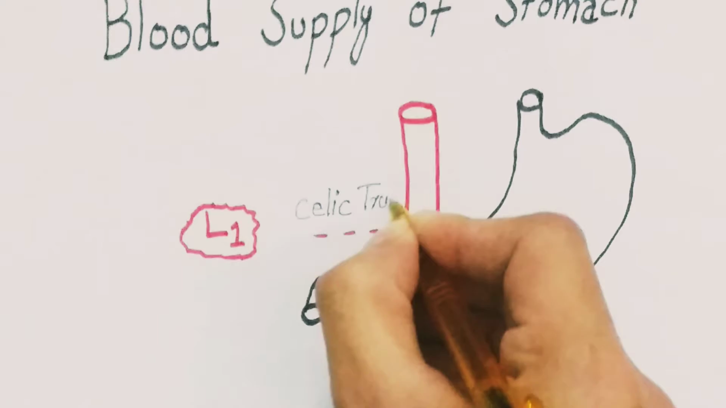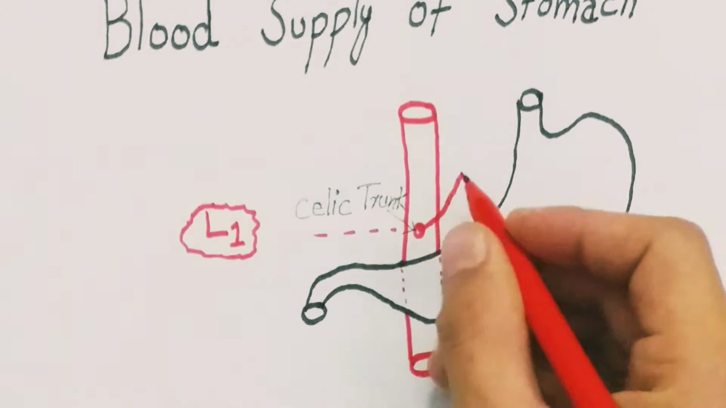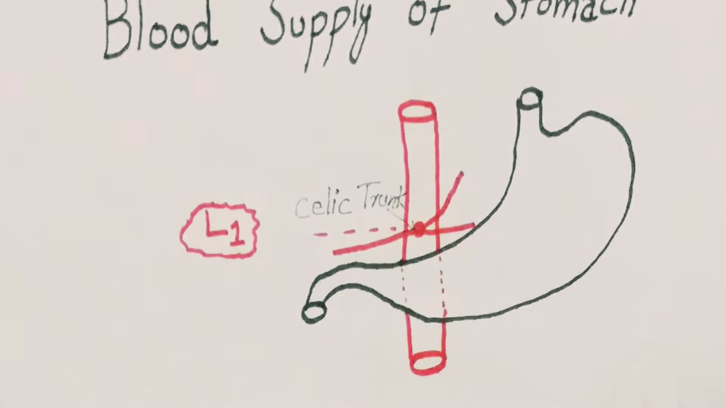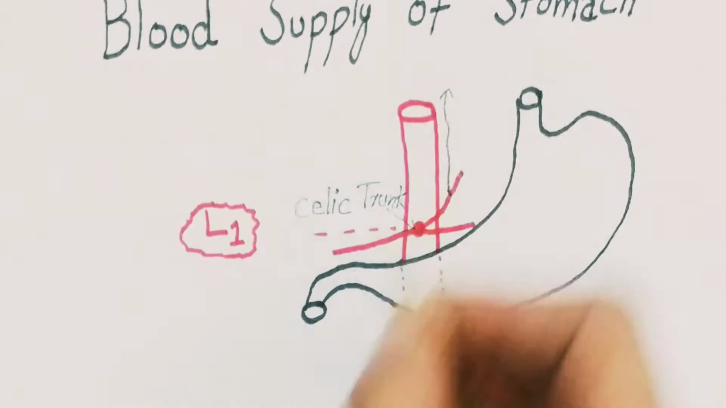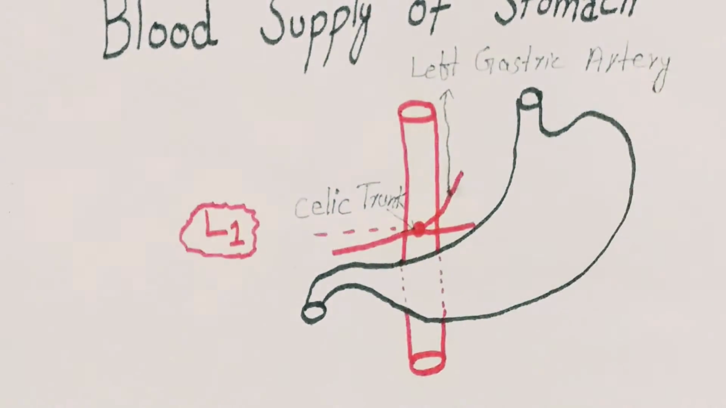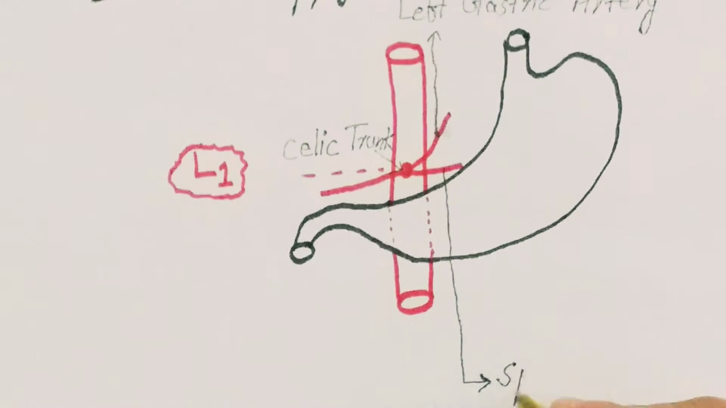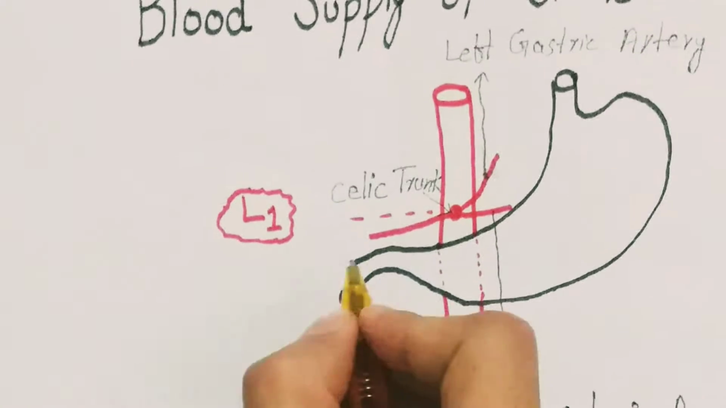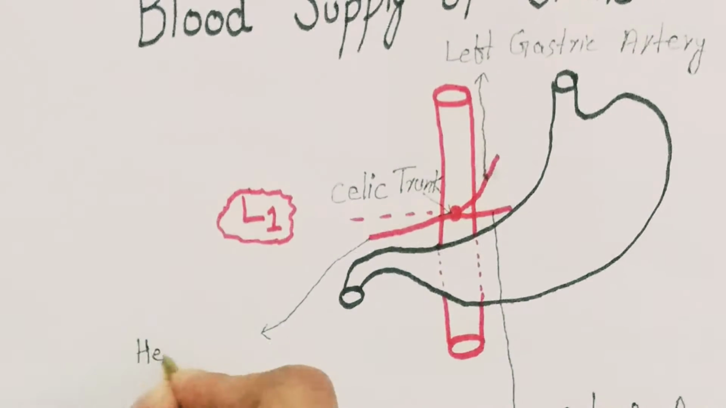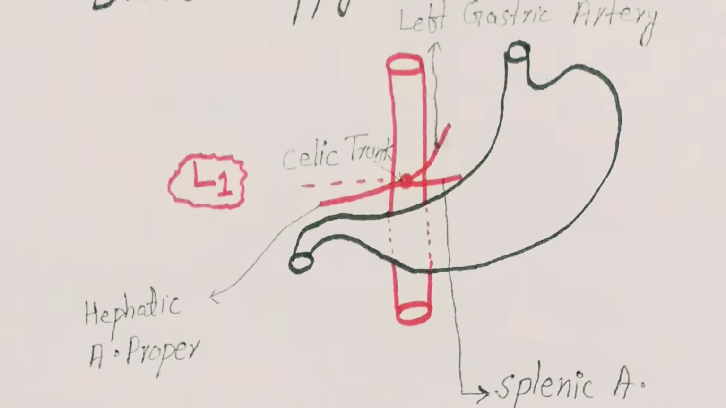The celiac trunk is then giving off three branches, and these three branches are then supplying the stomach. The very first branch of the celiac trunk is called the left gastric artery. Then we have the splenic artery. And then we have the hepatic artery proper. Now first of all I am going to explain the left gastric artery.